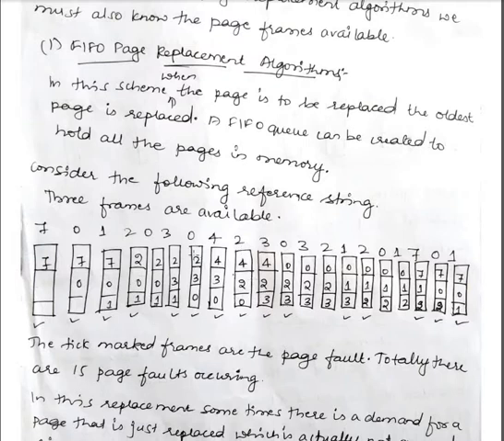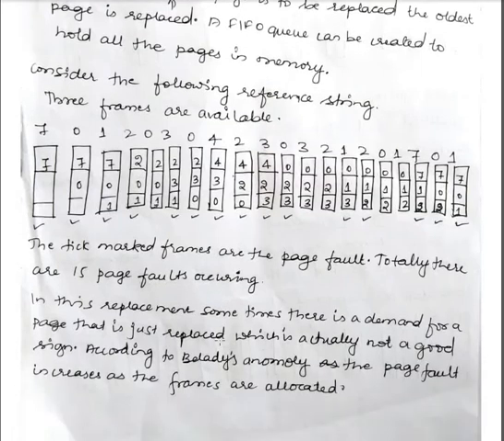Now you can see here we are replacing 0. We are replacing 0 with 3 here. In the next reference, again 0 is called. So the one we have removed is again referenced for the next page reference here. So this is the disadvantage. Many page faults occur because we are going to replace a page which is going to be referenced again in the coming reference string. So this is the disadvantage of first in first out.